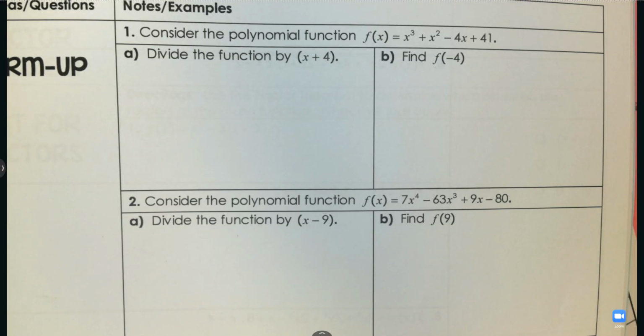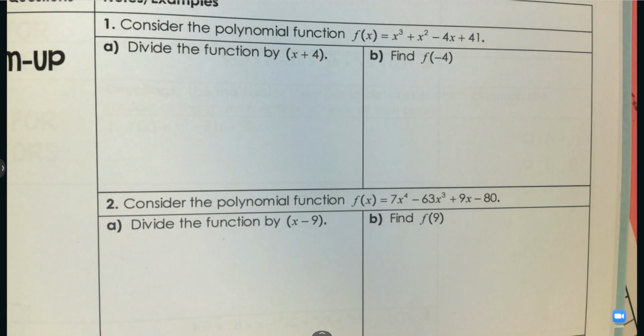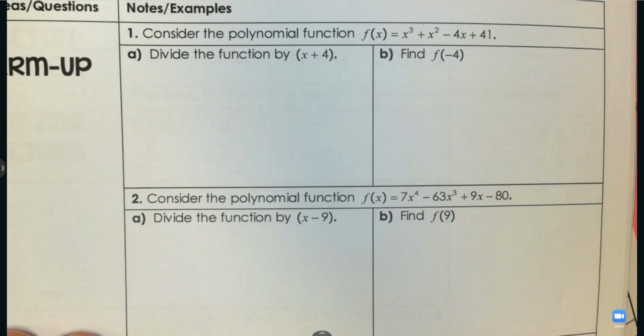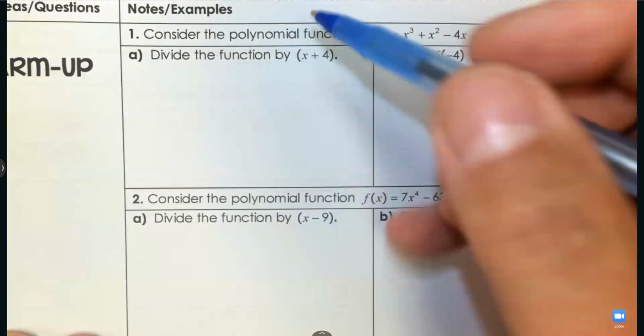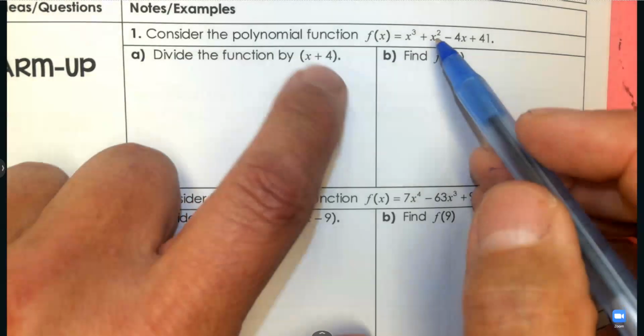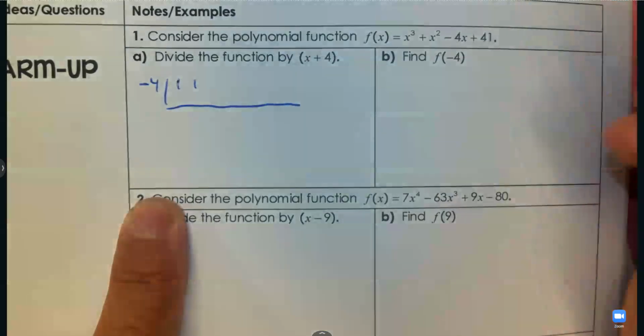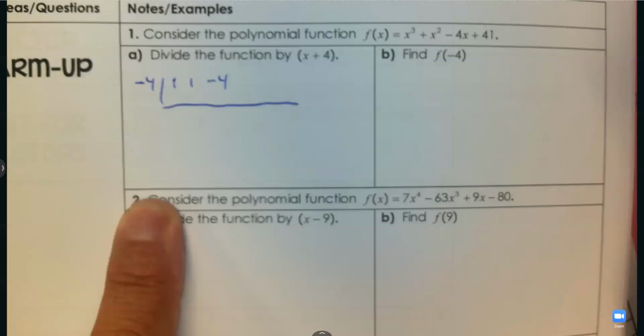All right, here's your lesson on the remainder theorem, factor theorem, and synthetic substitution, all connected. So here we have a polynomial. If you divide, we're going to use synthetic division. So we're going to use the zero, which is -4. And we have 1x cubed, 1x squared, -4x, and 41.